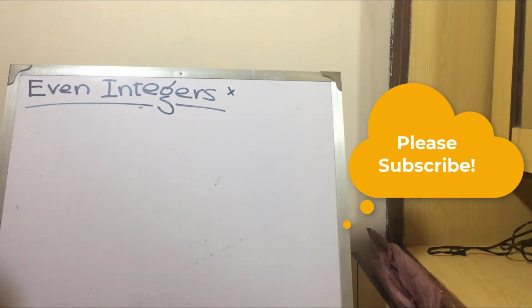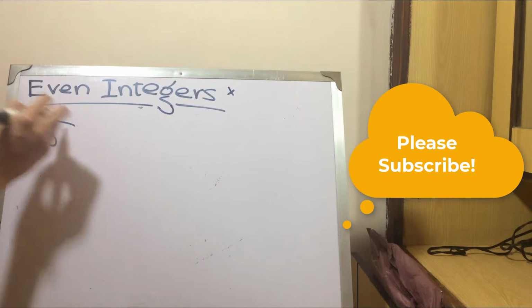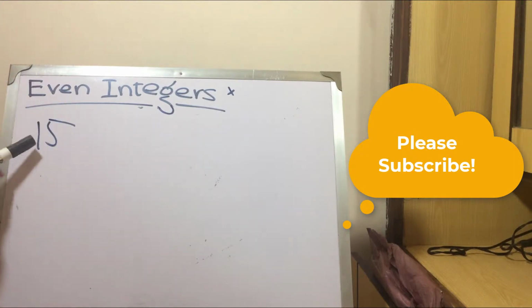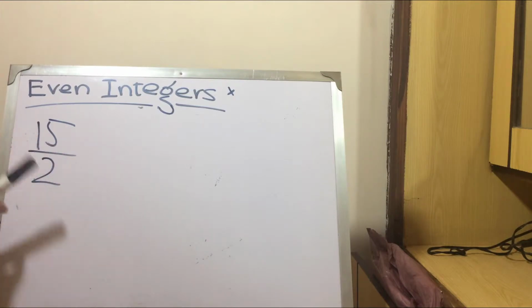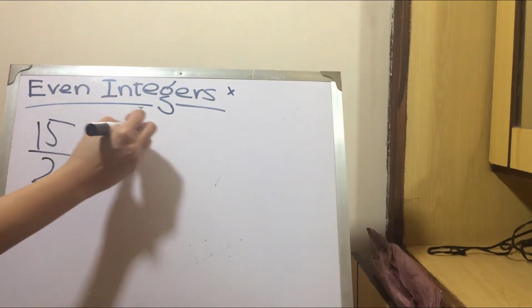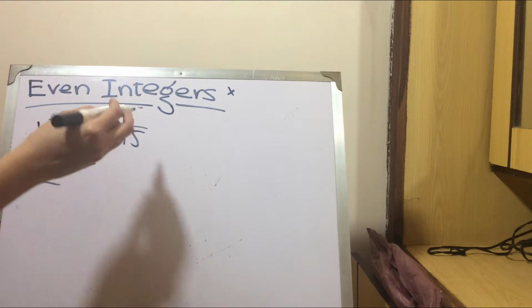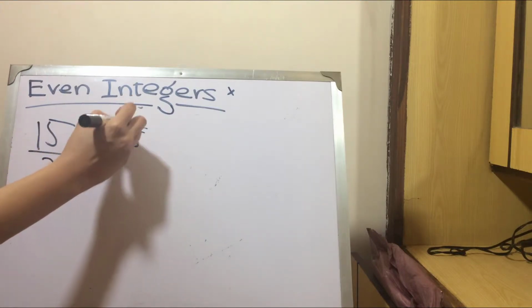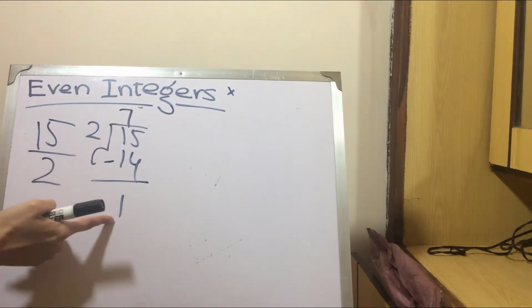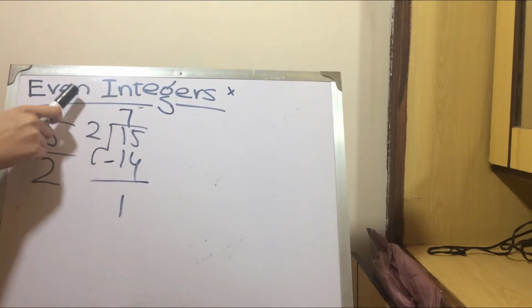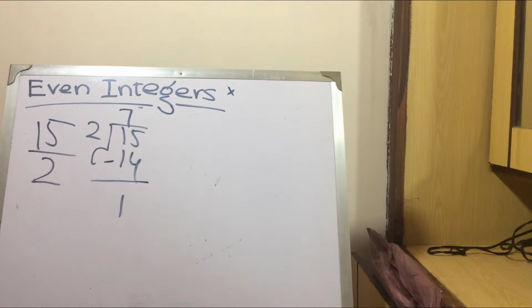Let's see another example. Let's talk about another number, that is 15. Is 15 an even integer or not? Simply check it by dividing it by 2. I am dividing 15 by 2. When you divide 15 by 2, 2 times 7 is 14. 15 minus 14 is 1. The remainder is 1. This is not an even integer.